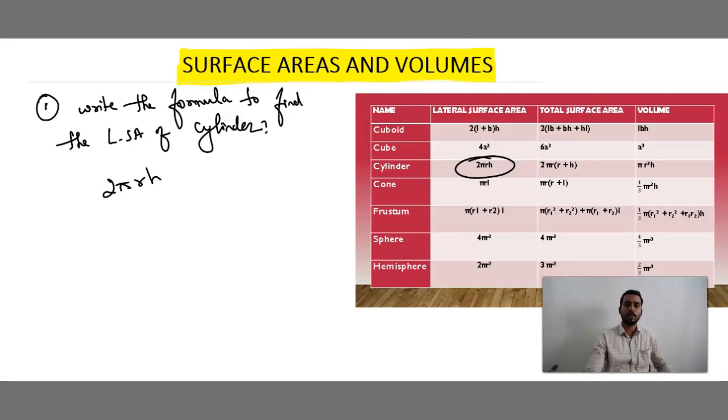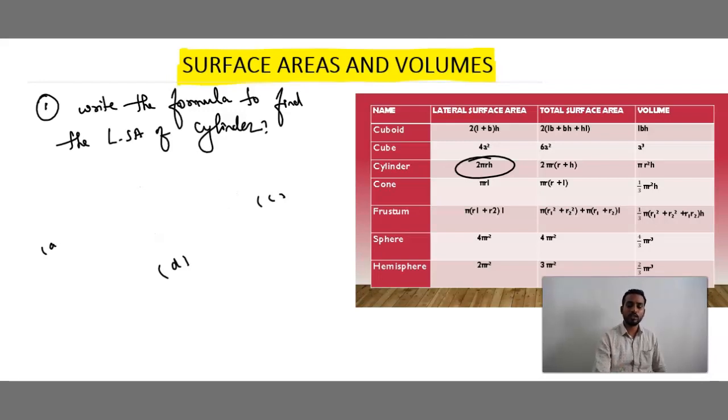That's it. Simple. If not, they will give options A, B, C, D. Choose which is the correct answer. Just tick that 2 pi rh. That's it. Okay. This is one way. This is one form they can ask you.